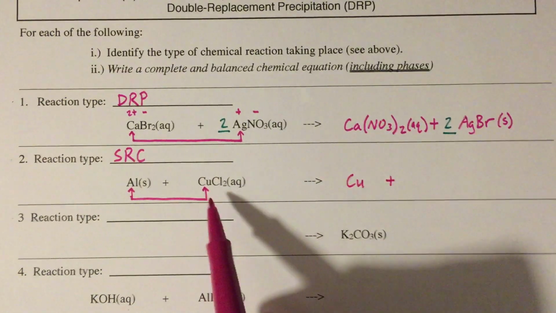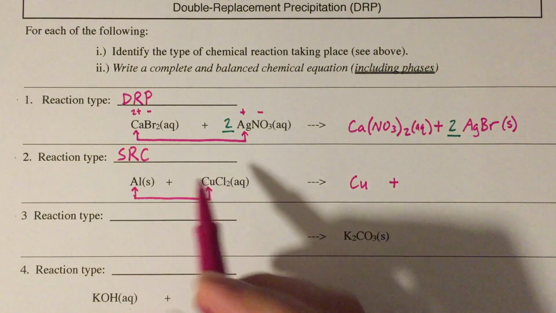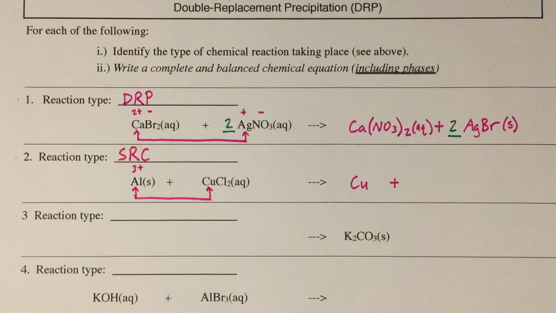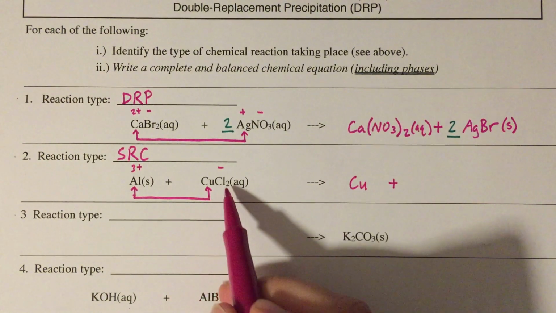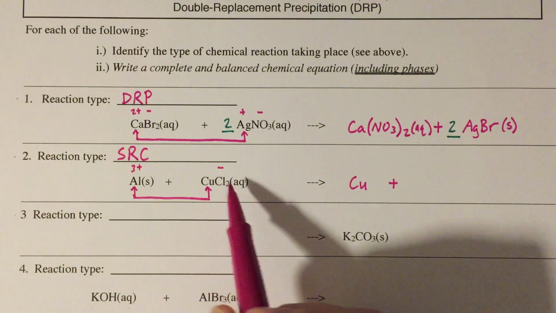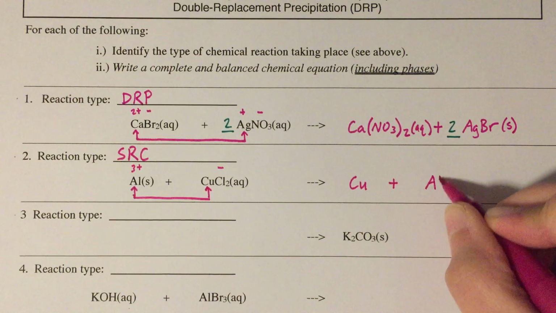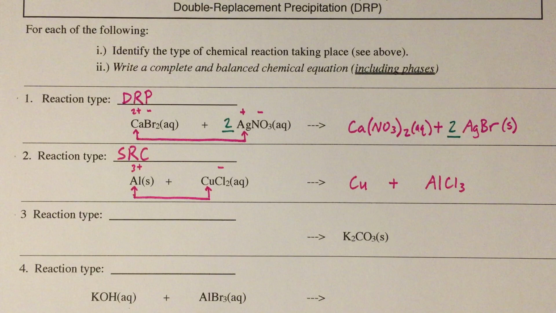So plus, and again, now I need to think about aluminum pairing with chloride. Aluminum, when it becomes an ion, has a +3 charge, and I know chloride has a -1 charge. When chloride was with copper, this is copper 2, you had 2 Cls, but now when you pair chloride with aluminum, we're going to need 3 Cls to balance the +3 charge of aluminum. All right, so those are our 2 products.